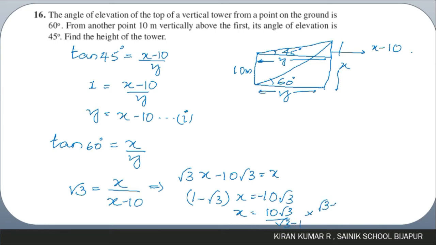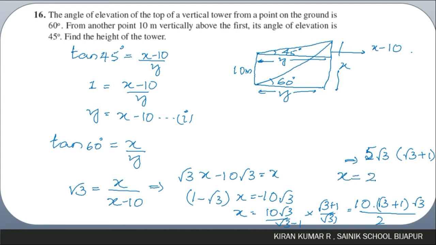You can multiply root 3 plus 1 on both the sides. You'll be getting 10 times (root 3 plus 1) into root 3 divided by 2. So we get the result as 2 root 3 multiplied to 5 root 3 multiplied to root 3 plus 1. You can check the answer. On substituting, we get it as 23.66.